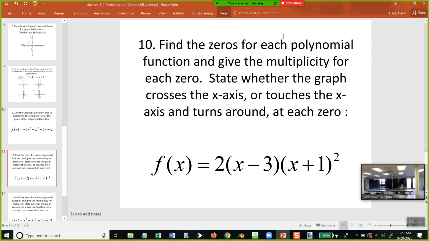Now it says, find the zeros for each polynomial function, give the multiplicity of each zero.